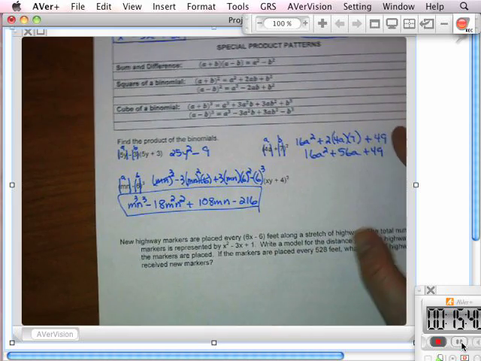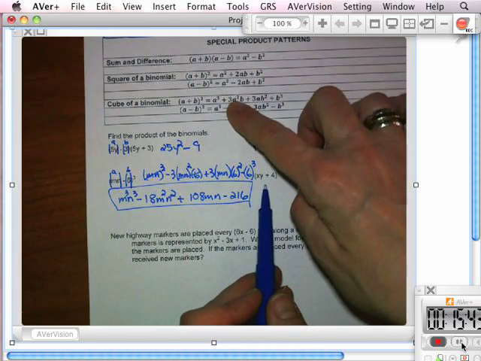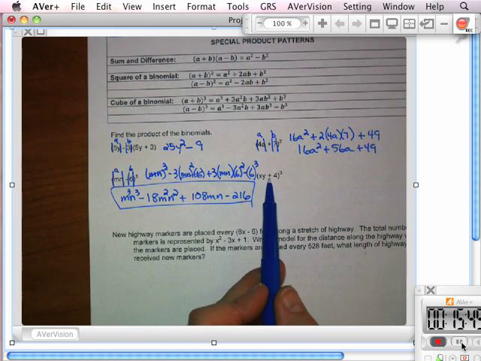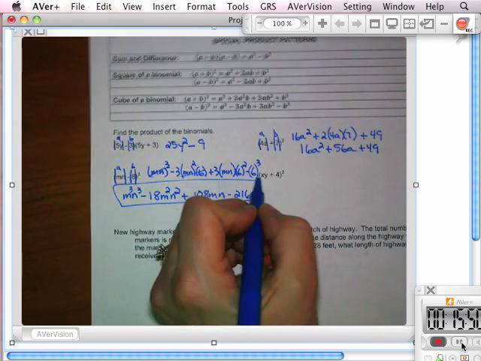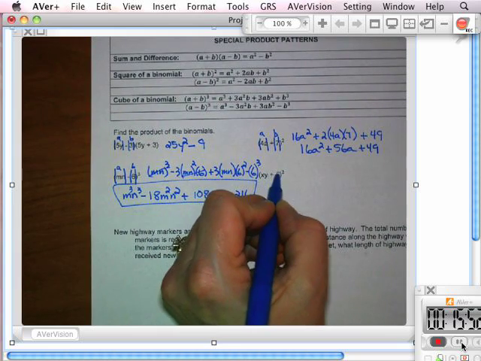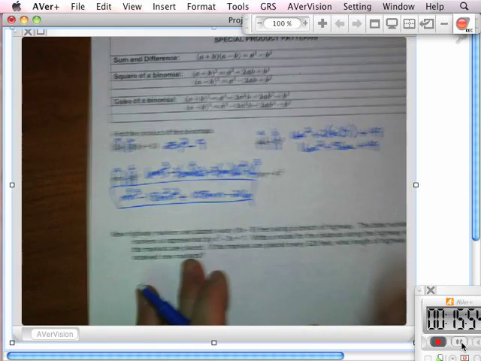This you would do exactly the same way, except it's all plus across, because it's a cube of a binomial that's a plus. So you would just do it the same way. Realize that this is A and 4 is B. And just follow the pattern up there.